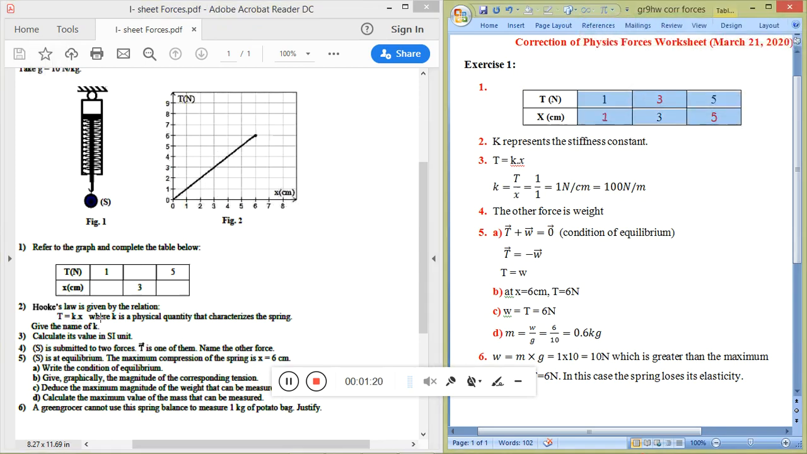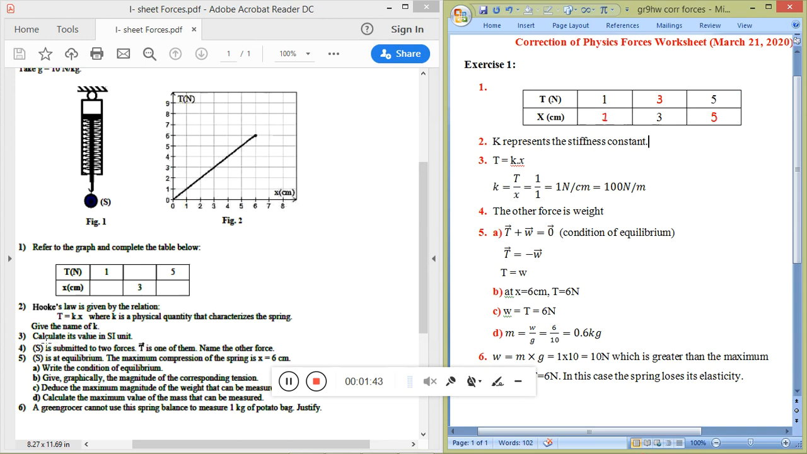Number 2, Hooke's law is given by the relation T equals Kx, where K is a physical quantity that characterizes the spring. Give the name of K. K is called the stiffness constant, or it's also called the spring constant, but stiffness is better to write. Stiffness constant.